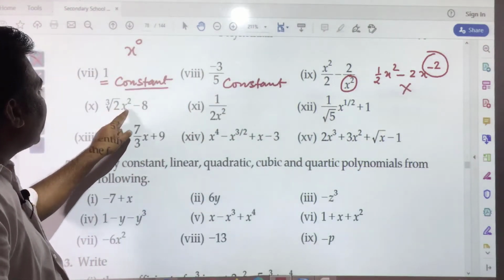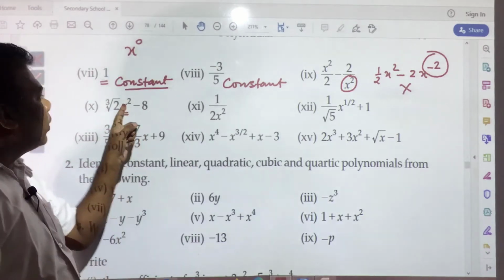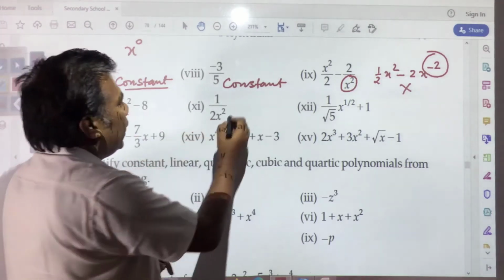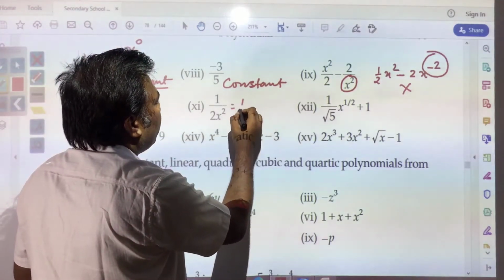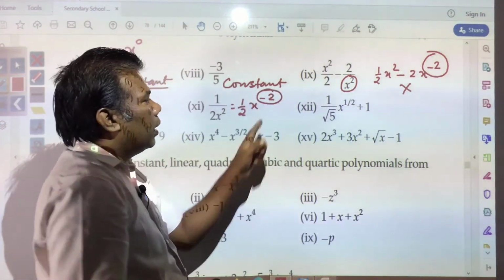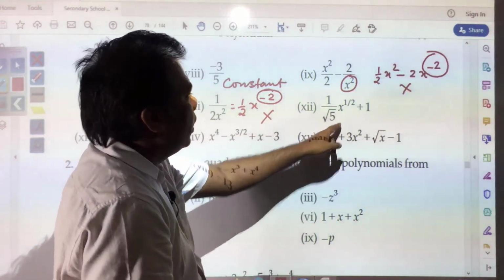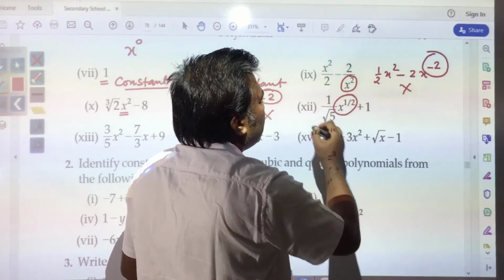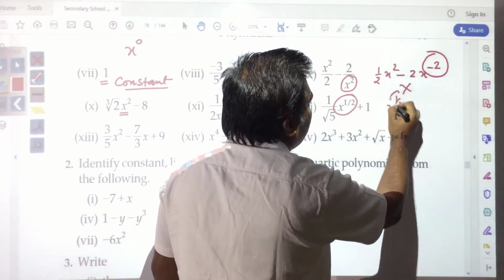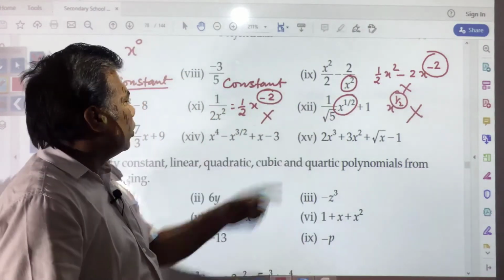Cube root 2 x square: here the variable is x square, which means the power is a whole number. So this is a polynomial of degree 2. Here again, if you simplify, you will get 1 by 2 x to the power minus 2. This is a negative integer, and that is why this is not a polynomial. Here again x to the power 1 by 2 is not a whole number, and that is why this is not a polynomial.